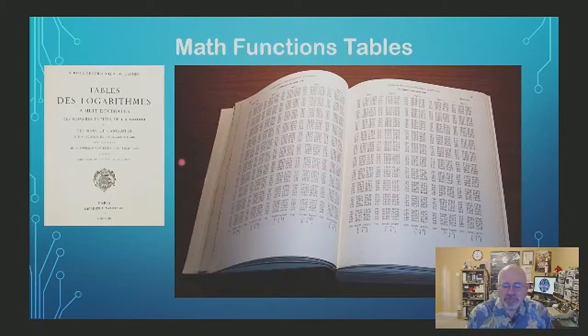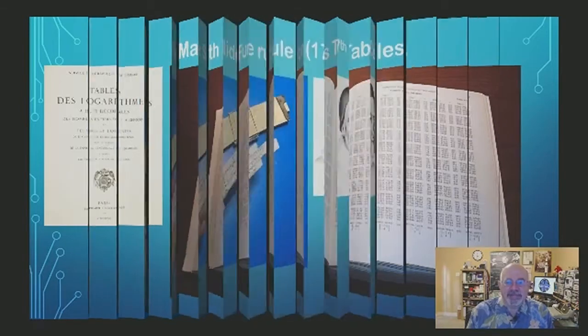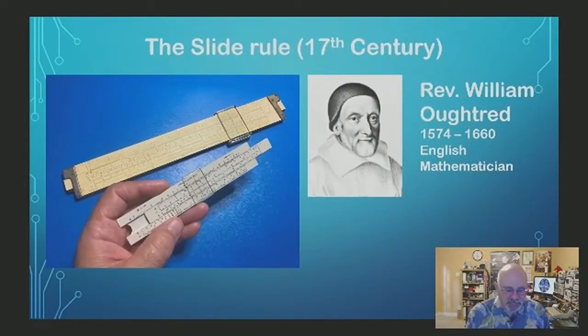But it still was tedious because we had to go get the number, write the number on a piece of paper, and go back to doing everything by hand. By using logarithms, that made things simpler to perform scientific calculations. One invention was the slide rule, and that was invented by Reverend William Oughtred in the 17th century.